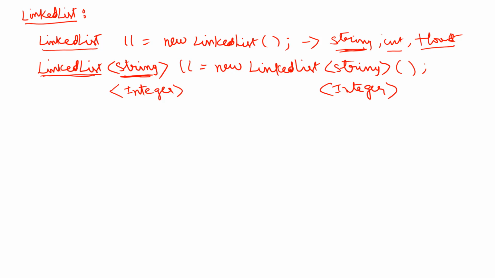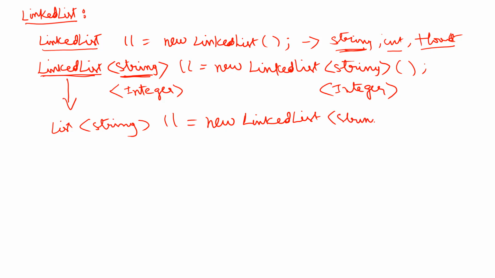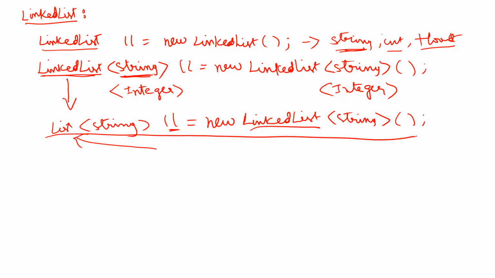Now, since whenever we want to create an object for a class which is implemented from an interface, we normally use the interface here. So we can directly say list of string LL equals to new linked list of string. That means we normally create an object for the class which is of the type interface list. So we will do it normally like this.